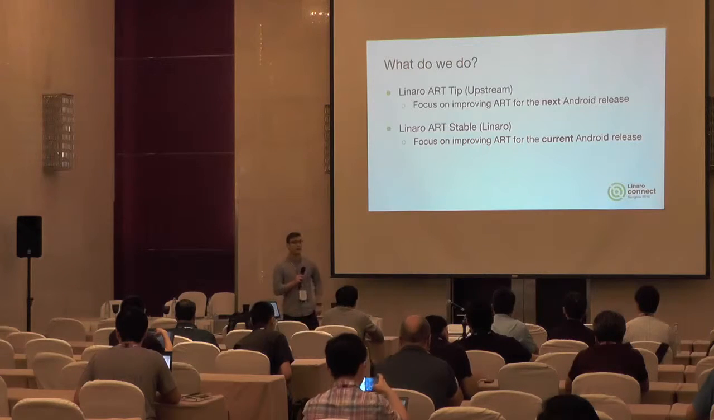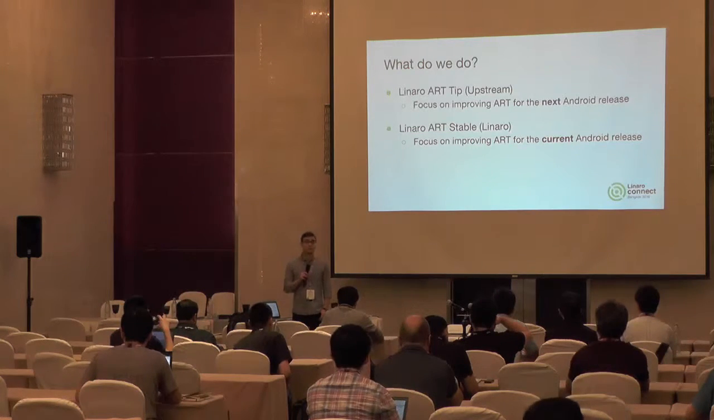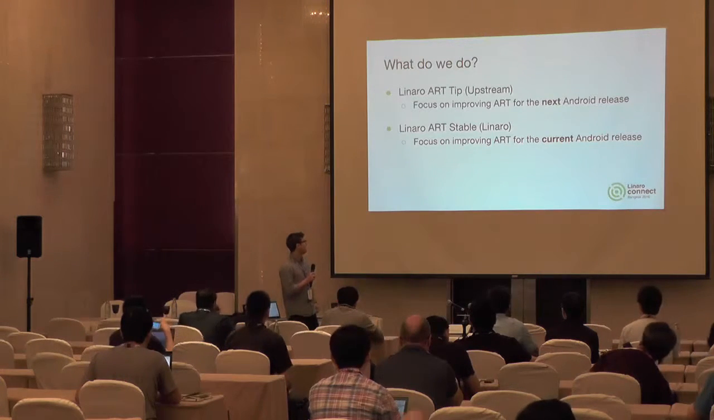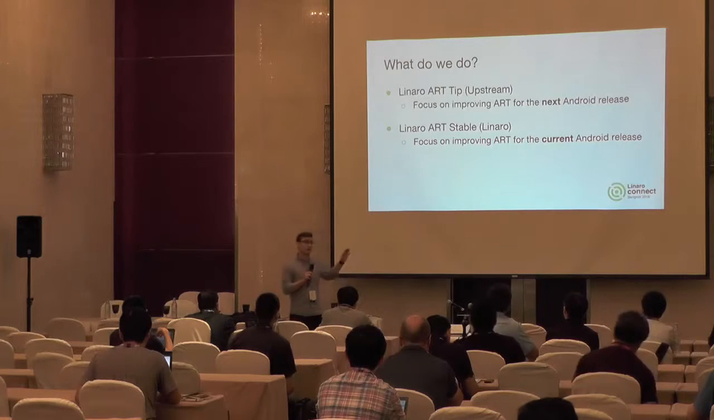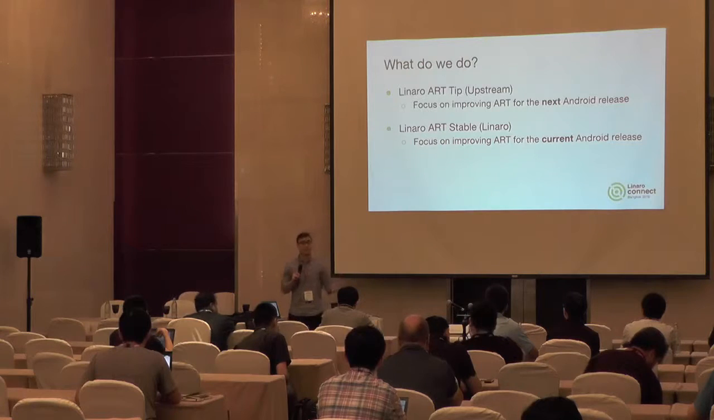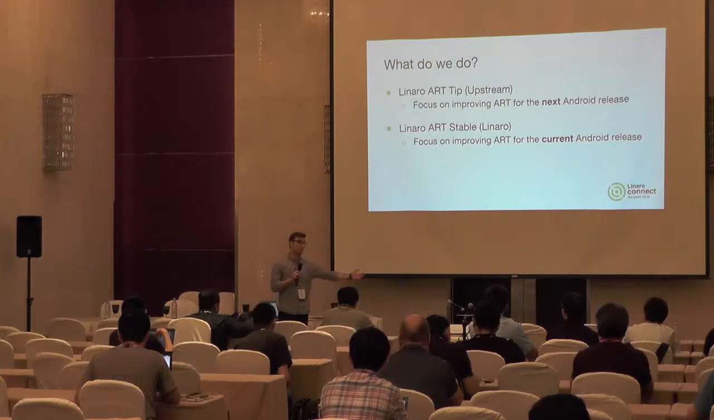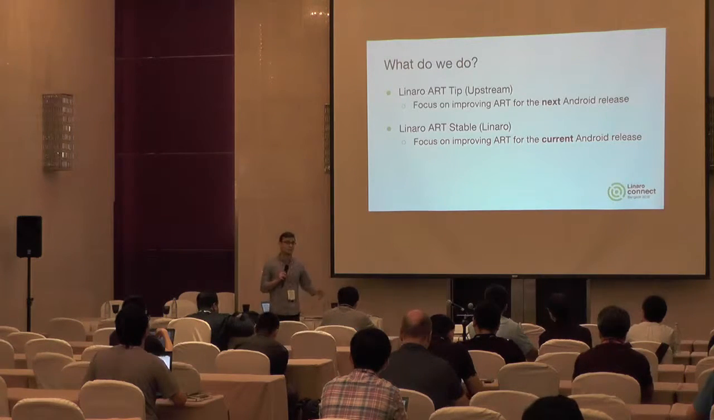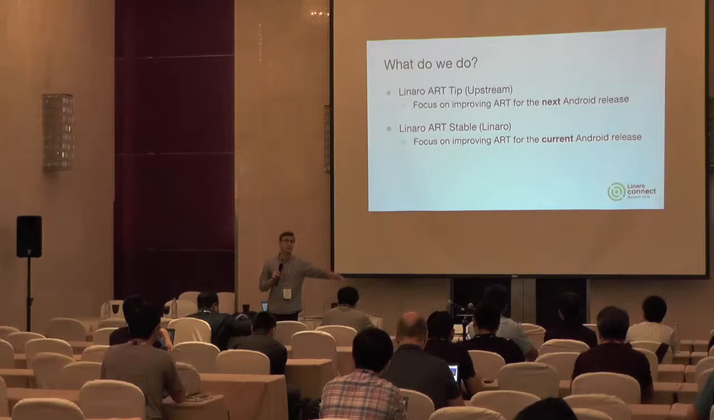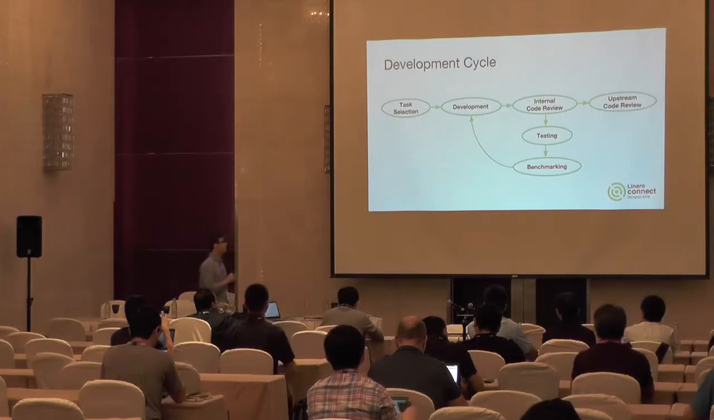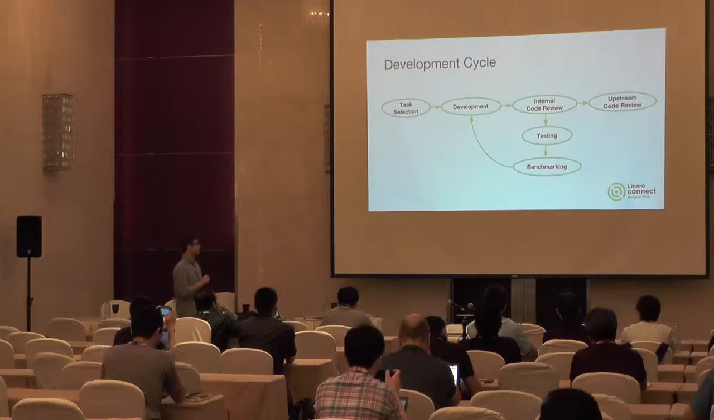So what do we do? As Scott mentioned before, we do primarily 2 things. We do Linaro ART stable, which is the stable tree. We focus on improving the performance of the current ART release, that being Marshmallow as we speak. And we also work on the performance improvements going into the next Android release.